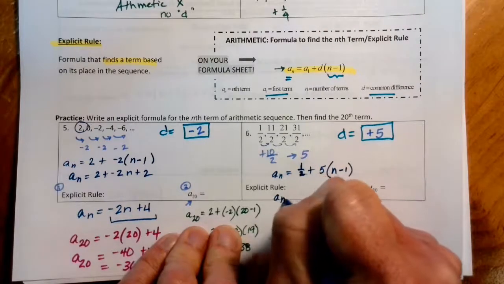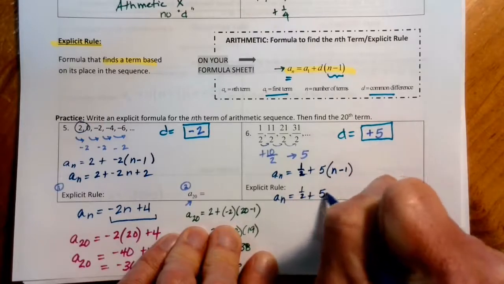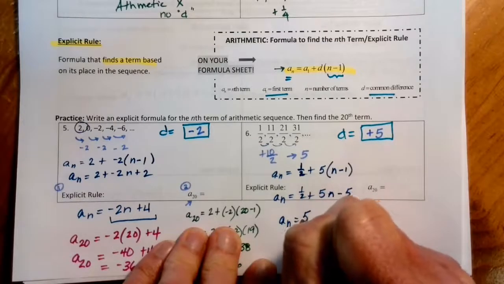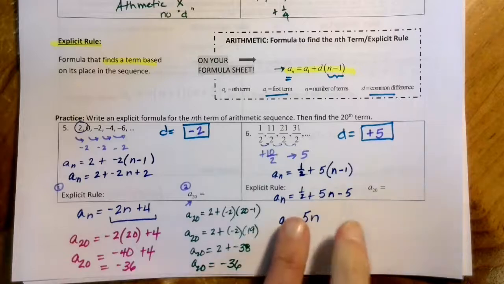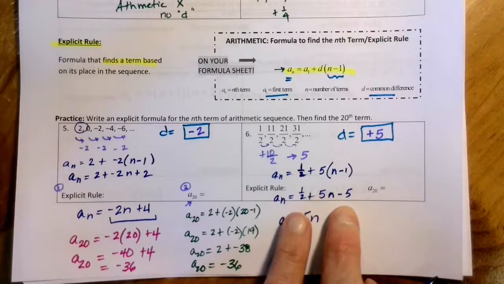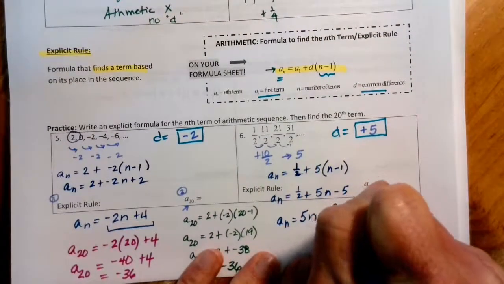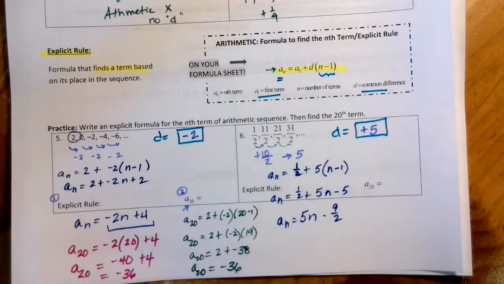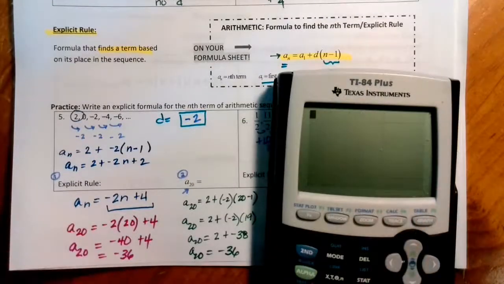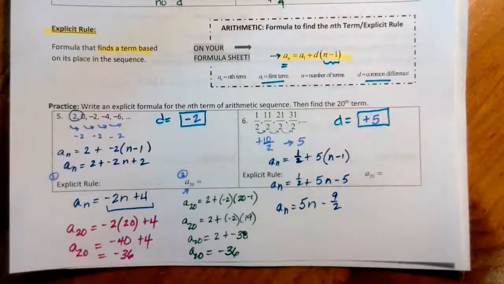All right, so any term is equal to 1/2 plus 5n minus 5. So any term is equal to 5n. I'll move my variable up front. And when I add 5 and negative 5 and positive 1/2, I'll get negative 9 halves. If you do that on the calculator, I don't know if that's right. Let's go ahead and double check that. So I have negative 5 plus 1 divided by 2, negative 4.5, and then we can do math, frac, and there's our negative 9 halves. So I was good.